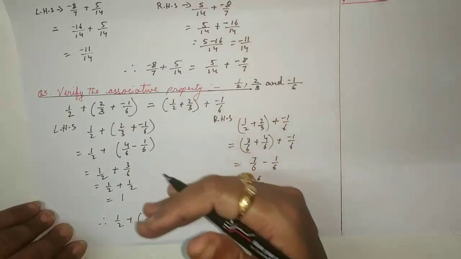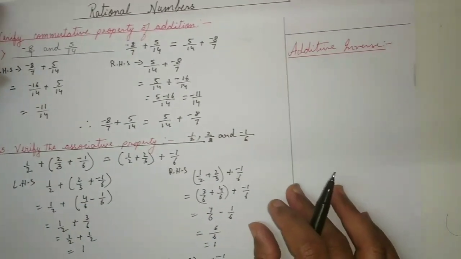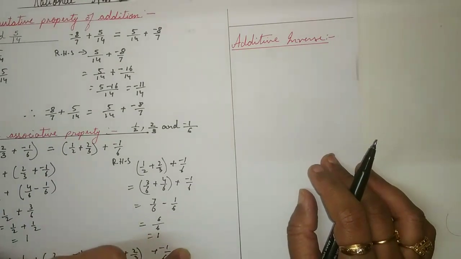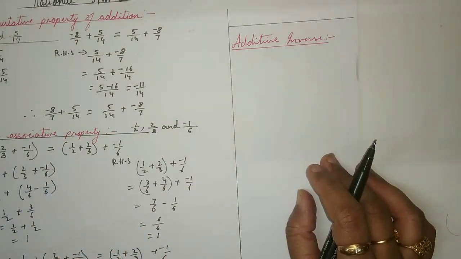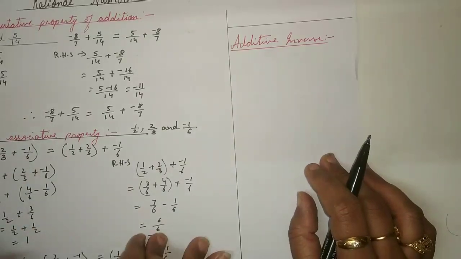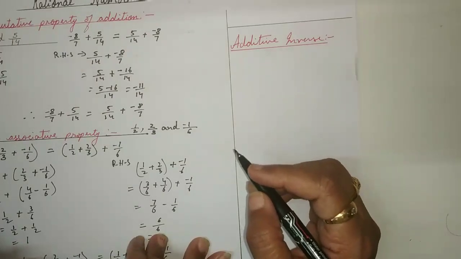You have similar questions based on the commutative property and associative property in your exercise. Please solve as many as you can. That will always make you more perfect in calculation, because calculating it correctly is very important in mathematics.